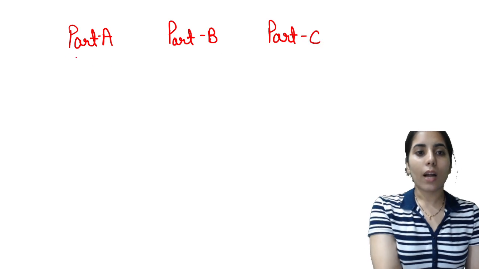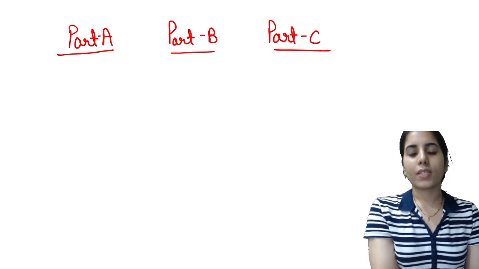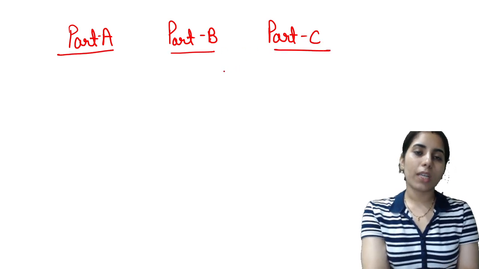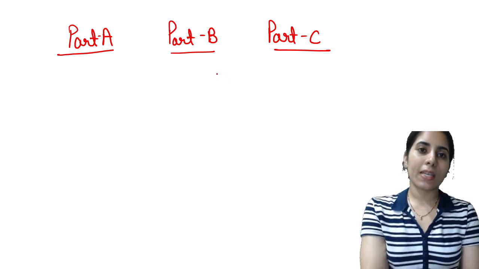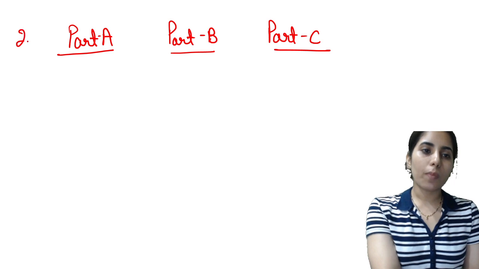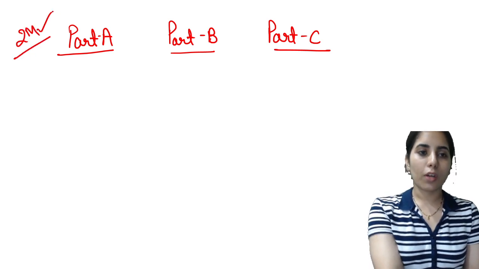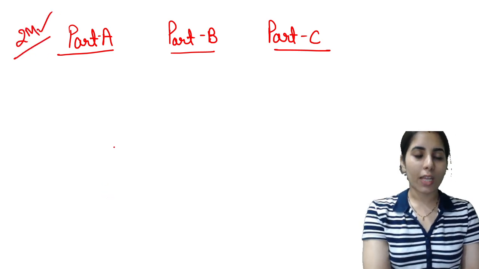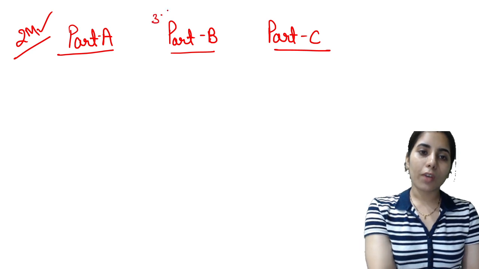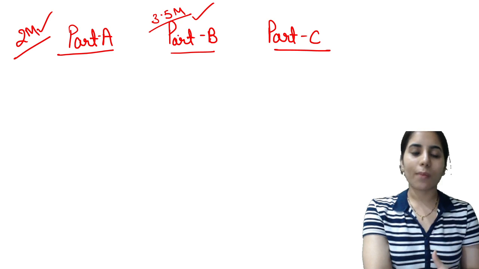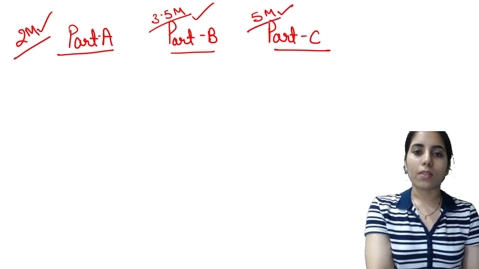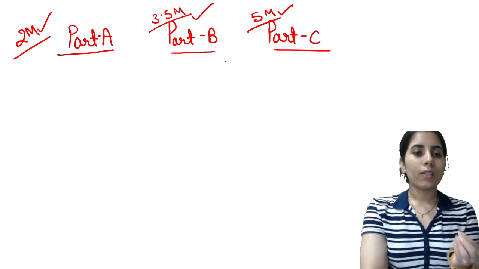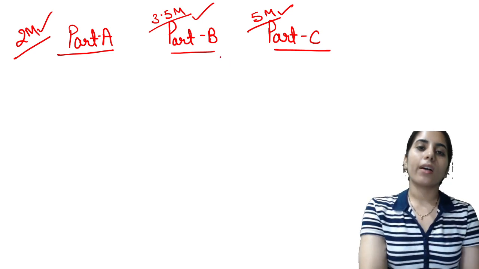Should we start from Part A, Part B or Part C? Even here I would like to tell you about the marking scheme for each section. Here you get 2 marks for each right answer. If your answer is correct, you will get 2 marks for that. Here you get 3.5 marks. As per the marking scheme we have right now, I am going to let you know. Here you get 5 marks for the correct answer. Clear? So these are the marks you get for the right answer.